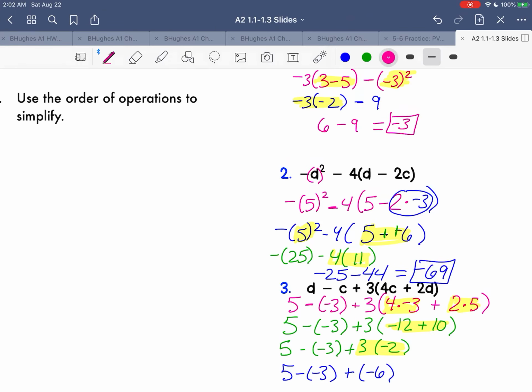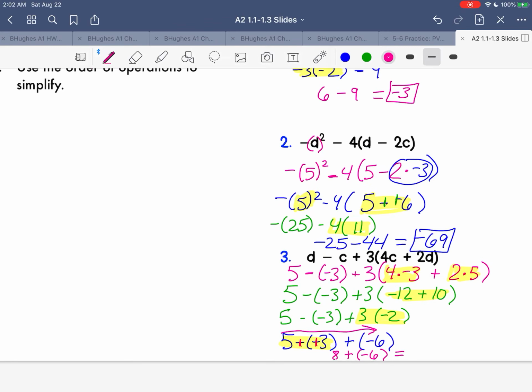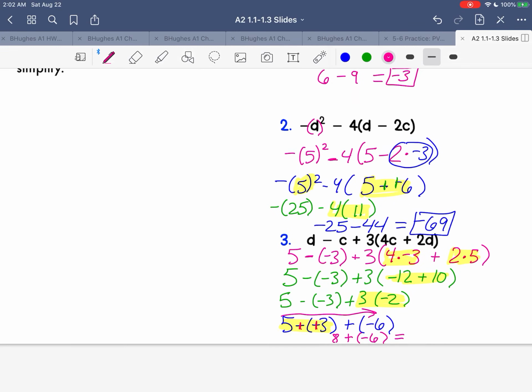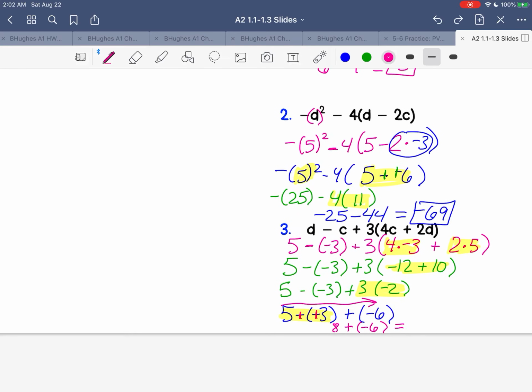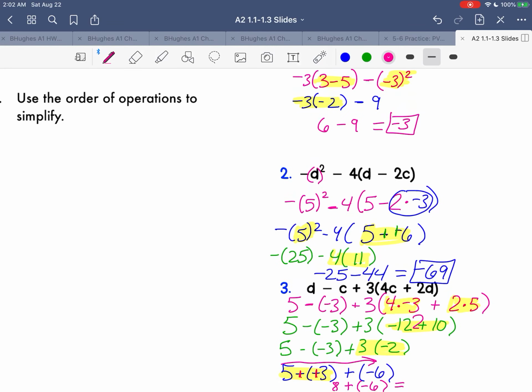Now, everything that's left is addition and subtraction. We'll do them in the order they appear from left to right. There's a double negative in that subtraction, so that's going to change to addition. So then now I know that this is going to give me 8. And then I have negative 6. So that is going to give me an answer of 2.